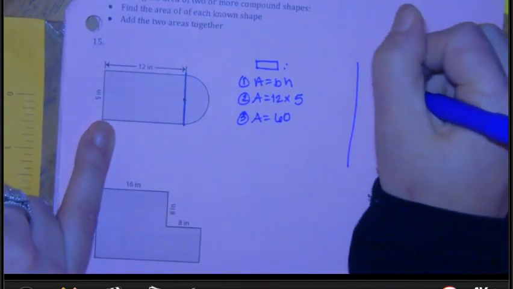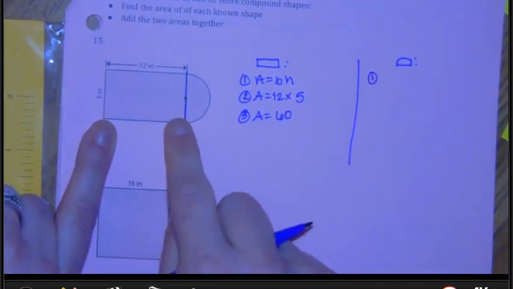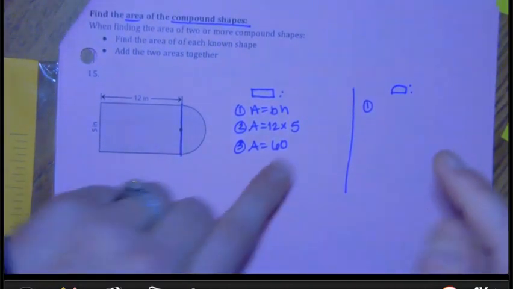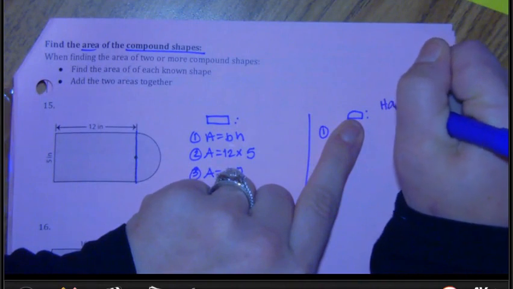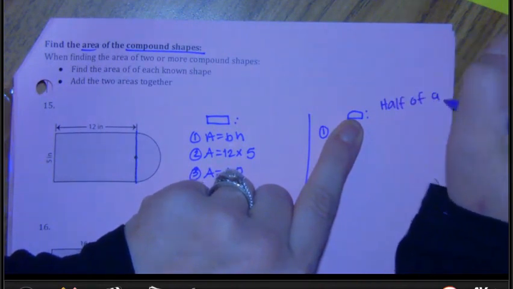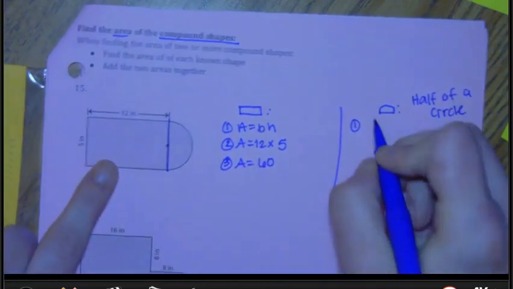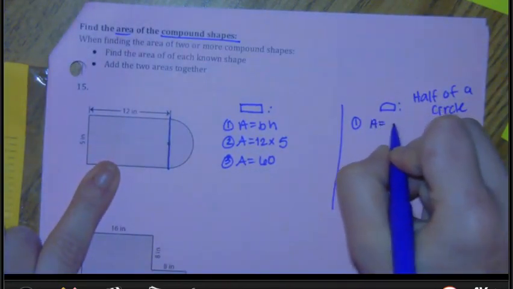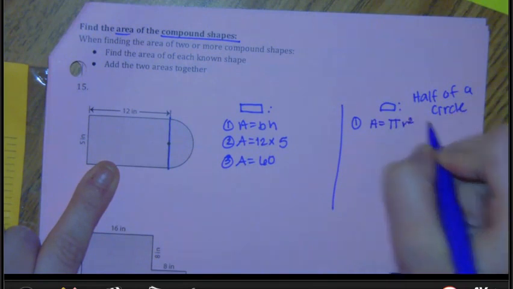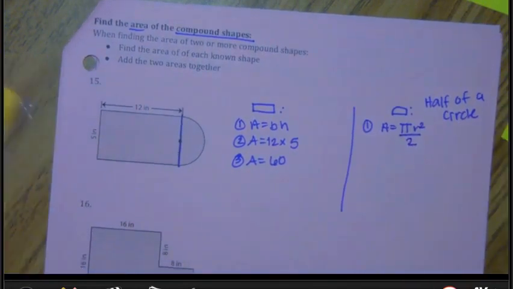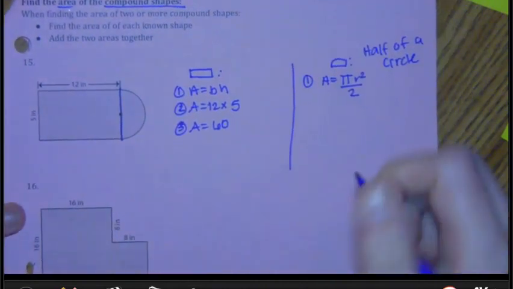All right, now for our semicircle. So here's the thing with the semicircle. A semicircle is half of a circle. So I'm going to take my formula for area of a circle, pi r squared, and I'm going to cut it in half, and I'm going to say divide by 2. All right.